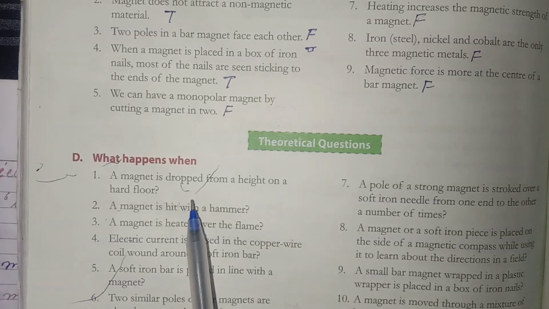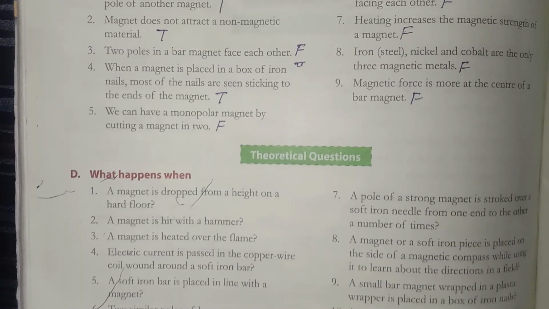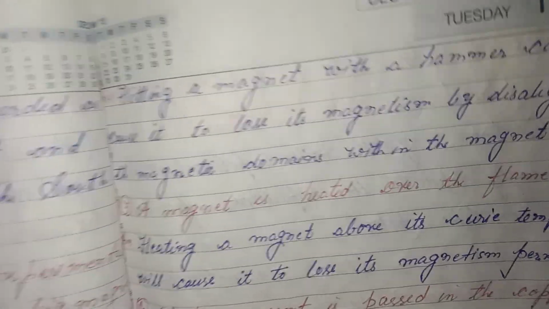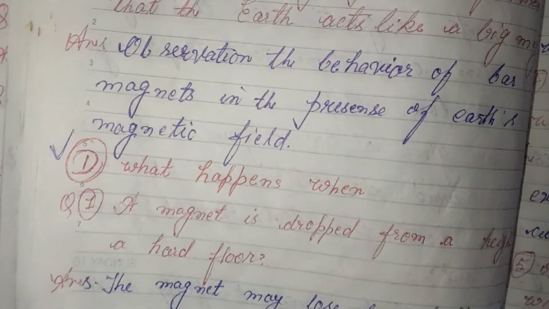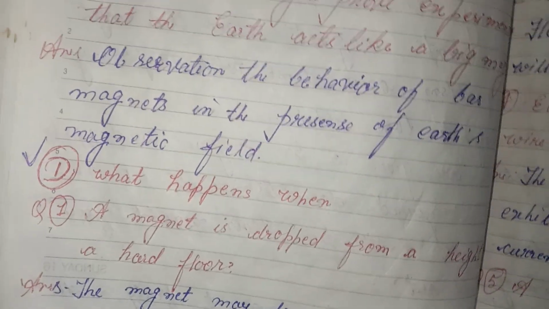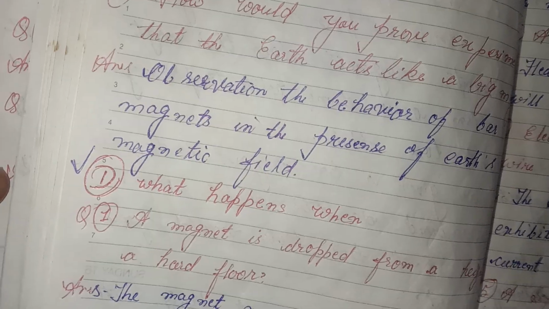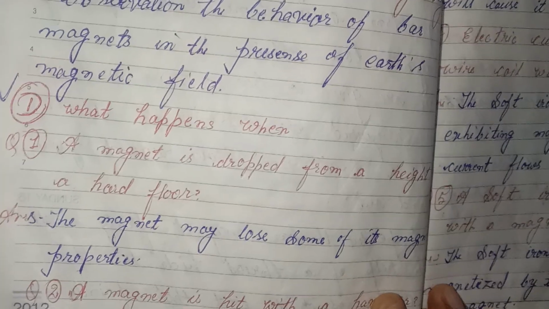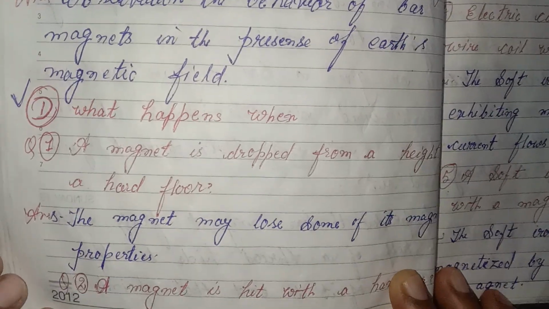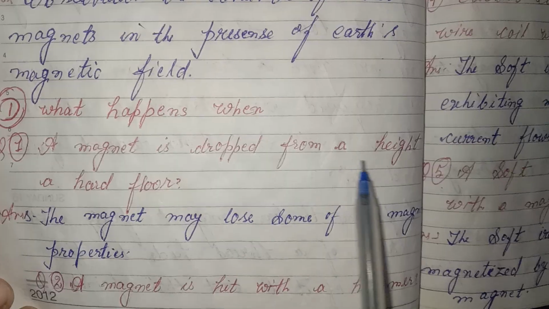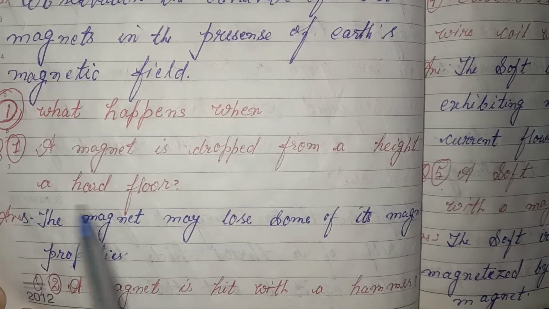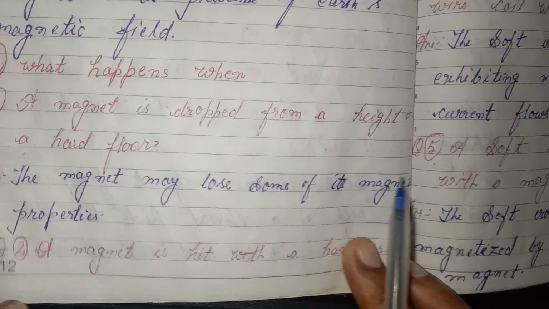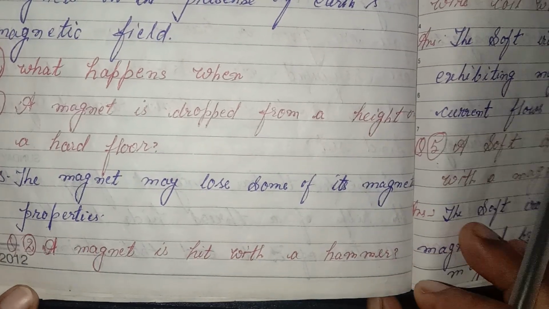What happens when? First, a magnet is dropped from a height on a hard floor. Answer: the magnet may lose some of its magnetic properties.